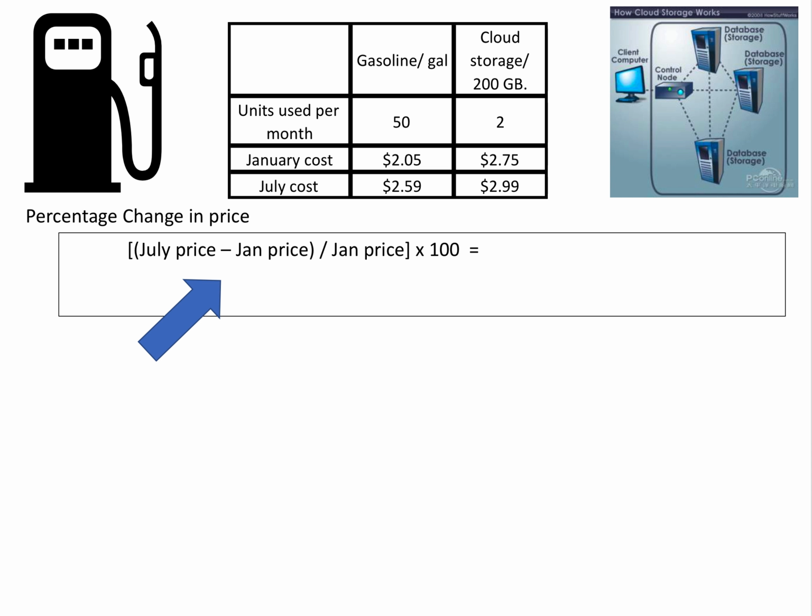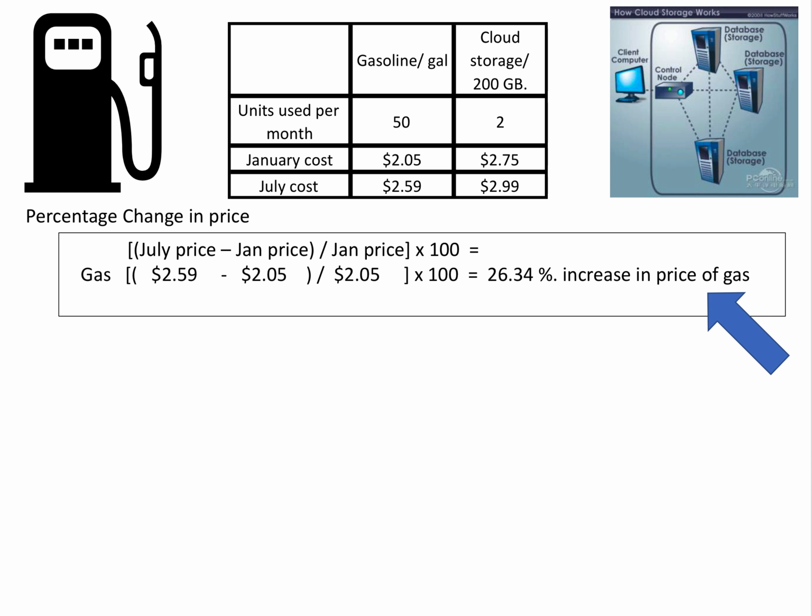So it's easy enough to take the July price, subtract the January price to see what the change is. If it's a plus number, it's an increase. If it's a minus number, it is a decrease. So we're going to take the July price and subtract the January price. And then we're going to divide that answer by the January price. And then we're going to multiply that by 100 to get a percent.